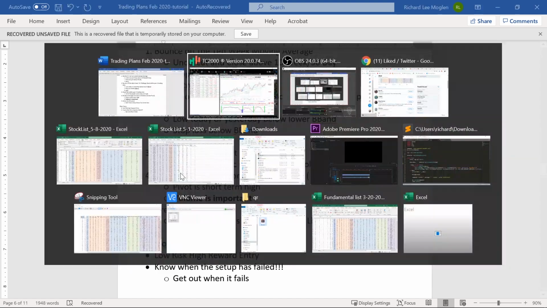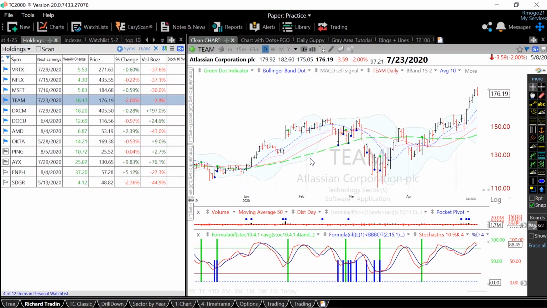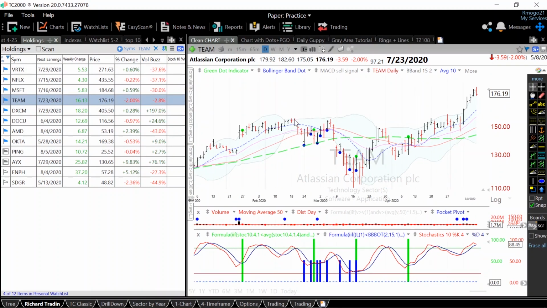So I'm just going to make a note right here because this is so important. Okay, so let's talk about a setup using this entry. And a good example is using Team. And you can see that there's a couple different pivots here. And basically a pivot is a previous short-term high that has 5 bars lower than it on the left and at least 5 bars lower than it on the right.